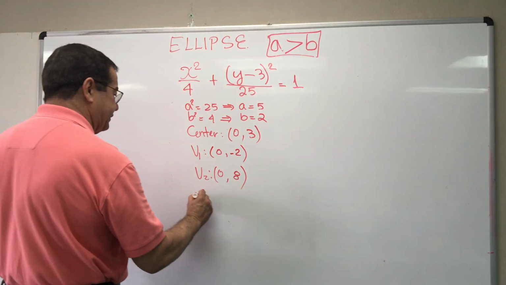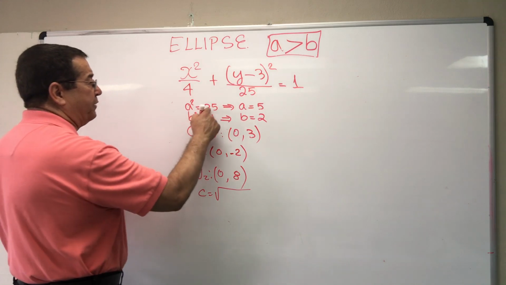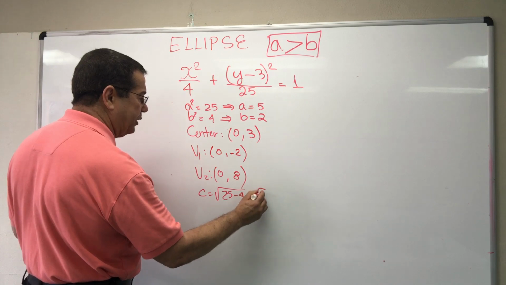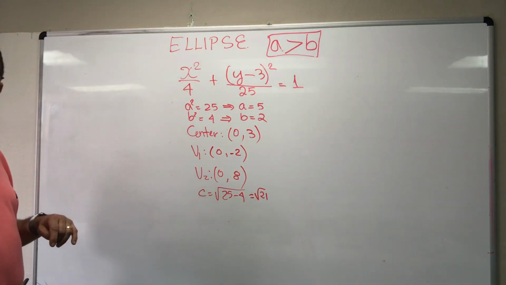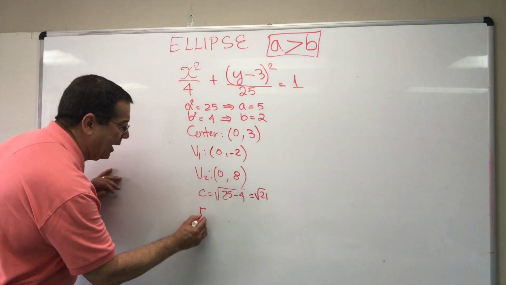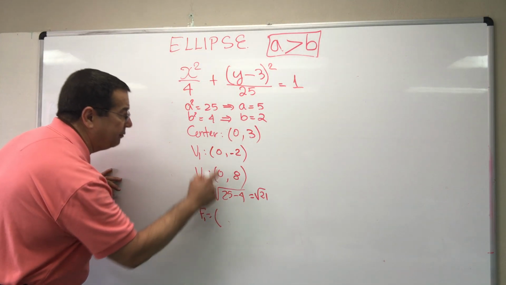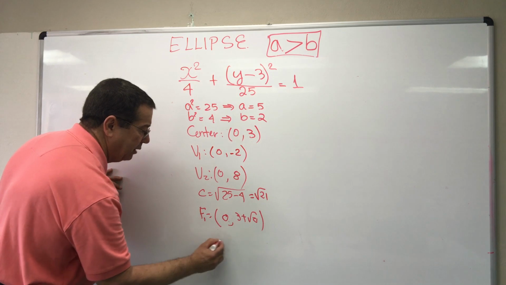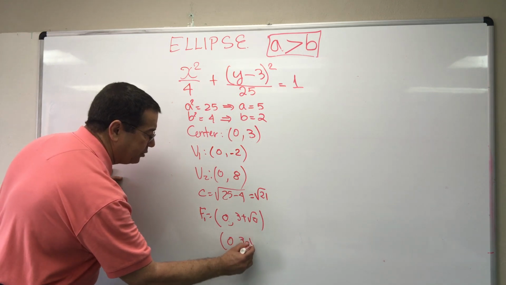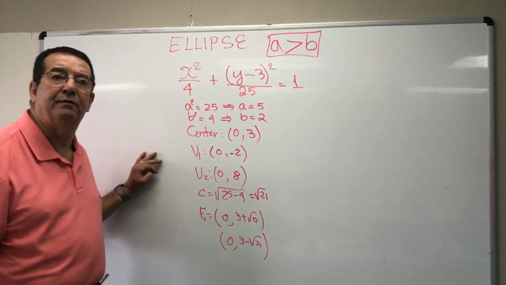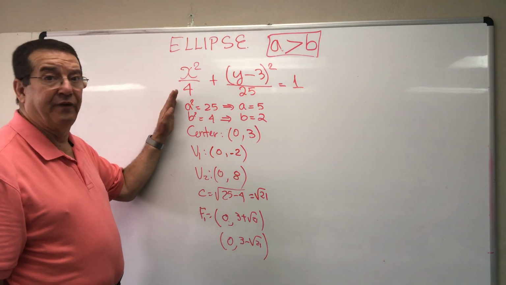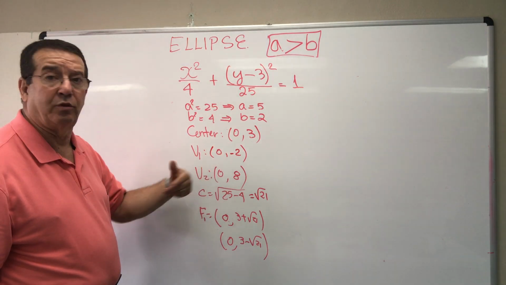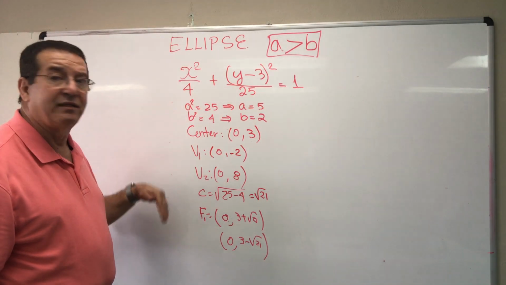To find the value c, c is the square root of 25 minus 4. 25 minus 4 is the square root of 21. Okay? Square root of 21. Now the focus one is, you keep the x of the center, 0, 3 plus the square root of 21, and 0, 3 minus the square root of 21. And you find everything. Okay? Now, because it's vertical, when it's horizontal, you add to the x-axis. When it's vertical, you add and subtract to the y-axis. Okay? That's the difference between the two.